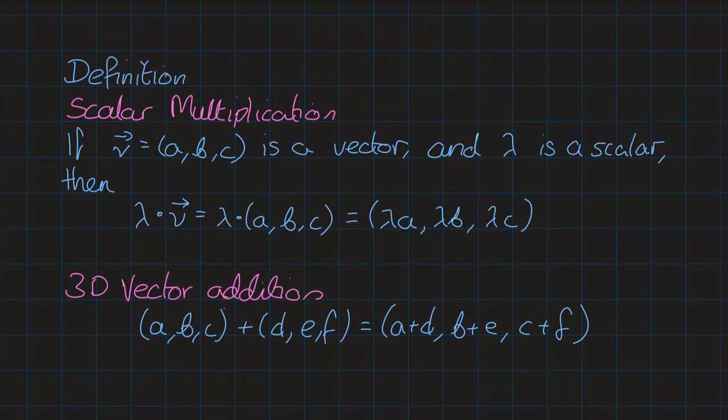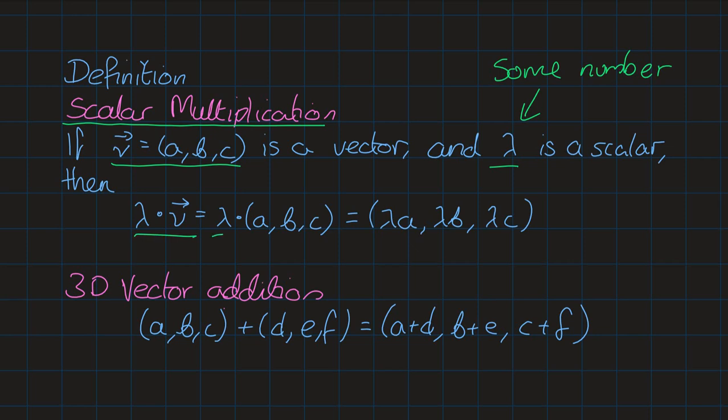Exactly like in two-dimensional vectors, there's scalar multiplication. If you have a three-dimensional vector and a scalar, again, a scalar is just some number. Whenever you're talking about vectors, you call numbers scalars. Then you can do scalar multiplication of the vector. So lambda times v is lambda times (a, b, c), which is just lambda times a, comma, lambda times b, comma, lambda times c. You just do them all one at a time.